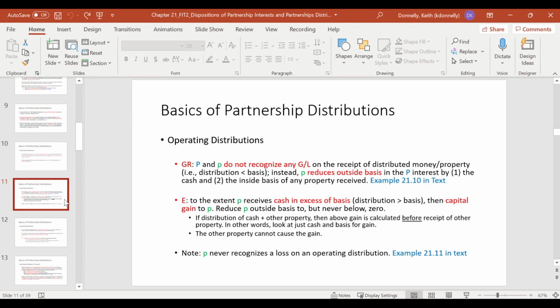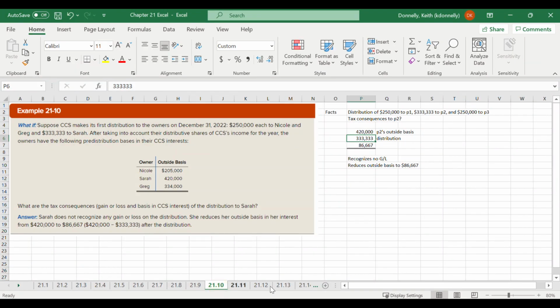So let's look at 2110 here. It looks like we have a distribution of 250 grand cash to partner 1, 333 to partner 2, and 250 to partner 3. When we're looking at partner 2, can you please tell us what the tax consequences of this are? Well, basically, if you receive a distribution of cash, you just reduce your outside basis. You're not going to have any gain or loss. Getting cash is not a taxable event in and of itself. It could be if the distribution is greater than your basis.